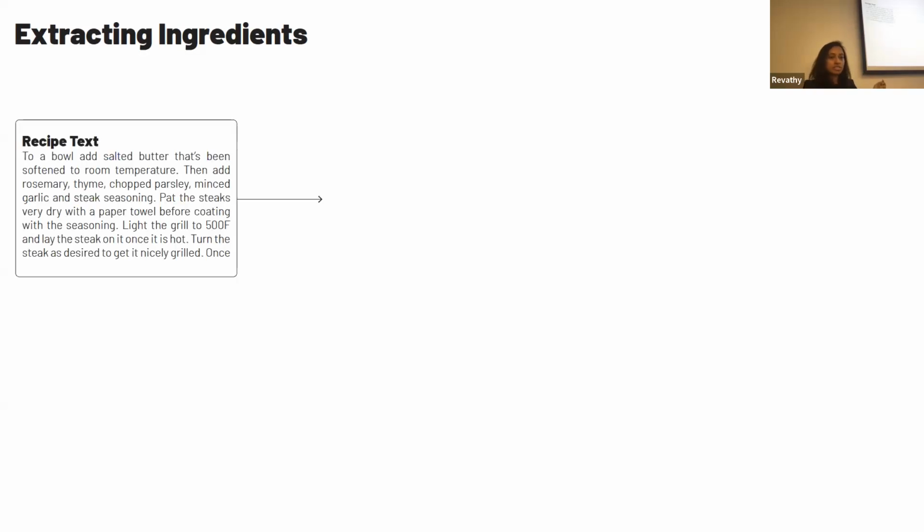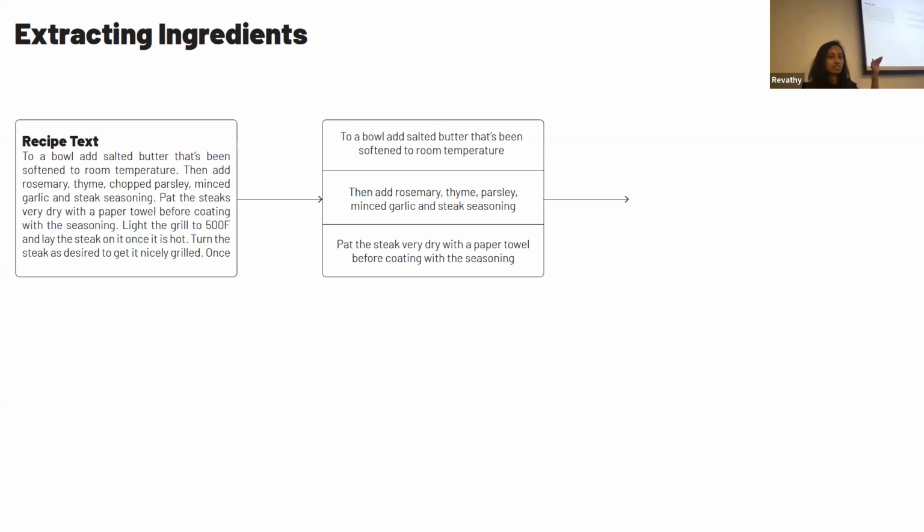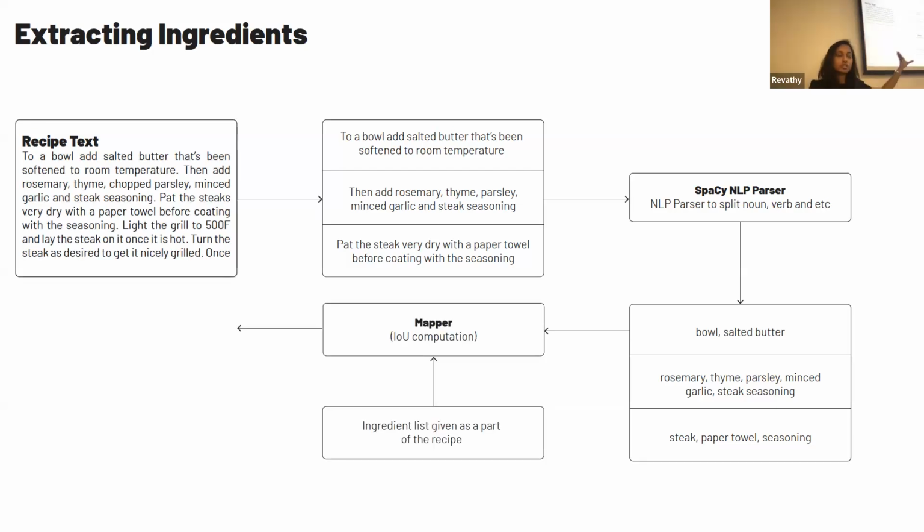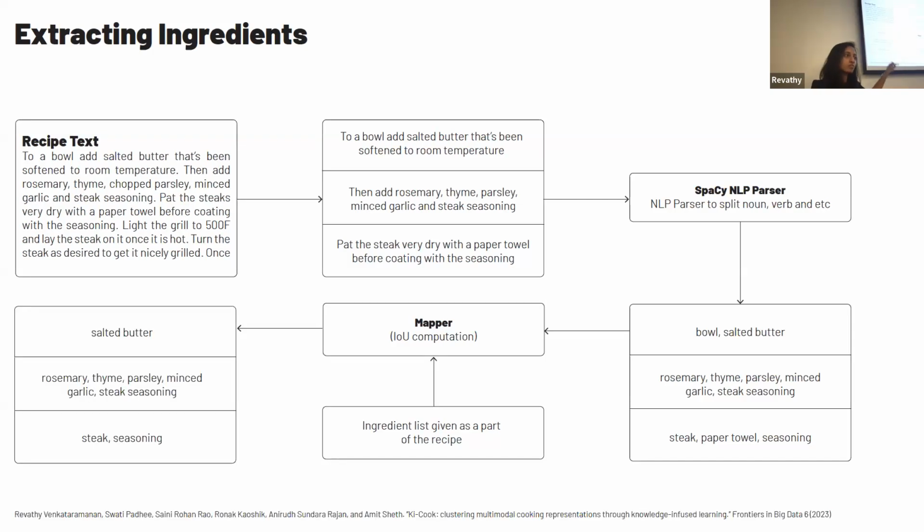So to do that, we took the recipe text, separated it into sentences, and gave it to a spaCy noun parser to get all the noun terms out of it. But in recipes, in addition to ingredients, we also have other noun terms, such as the tools used for the cooking process. So the list of ingredients given to us at the beginning of the recipe, we used that to do the IOU computation on top of it to get the corresponding ingredients involved in each of these sentences. And at this point, we assume that each sentence corresponds to each step.